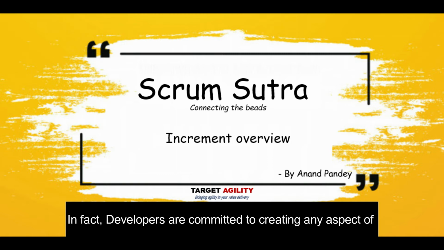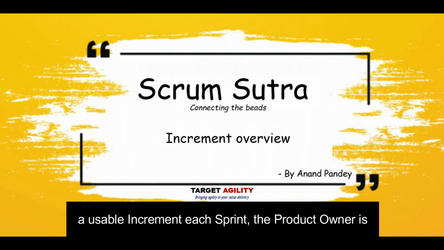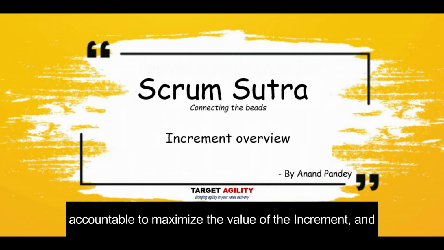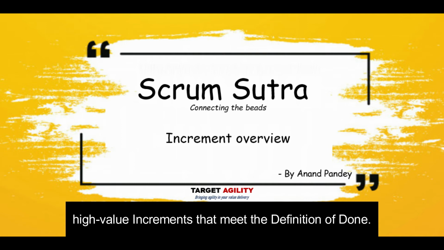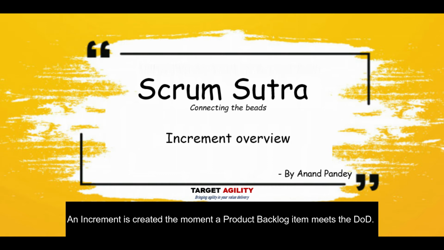The entire Scrum team is accountable for creating a valuable and useful increment every sprint. In fact, developers are committed to creating any aspect of usable increment each sprint. The product owner is accountable to maximize the value of the increment, and the Scrum Master helps the Scrum team focus on creating high-value increments that meet the definition of done.